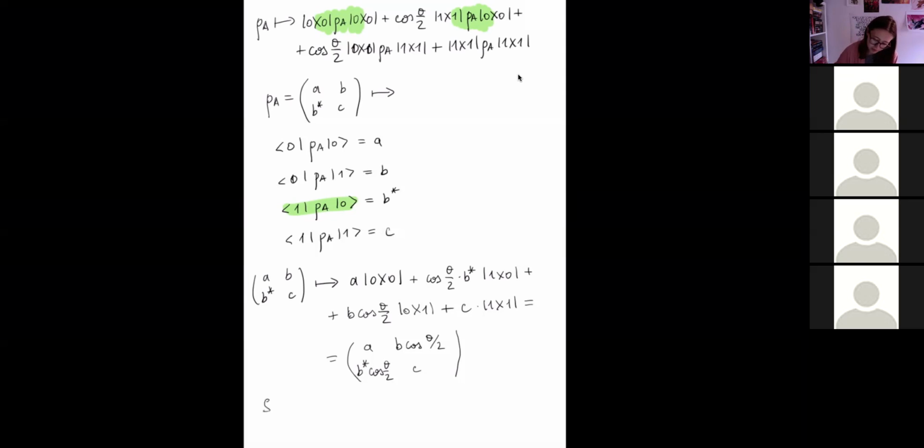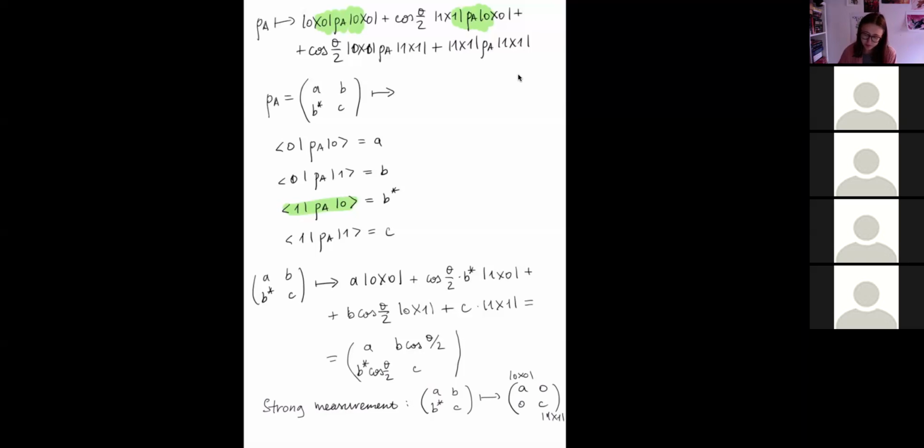And now we can see this connection with the strong measurement. Because what the strong measurement would do to this matrix, it would only leave the diagonal elements. So A, 0, 0, C. Because it would have this part which projects the state into 0, 0, and the other part which projects the state into 1, 1. Like 0, 0 or 1, 1. And there would be no off-diagonal elements.